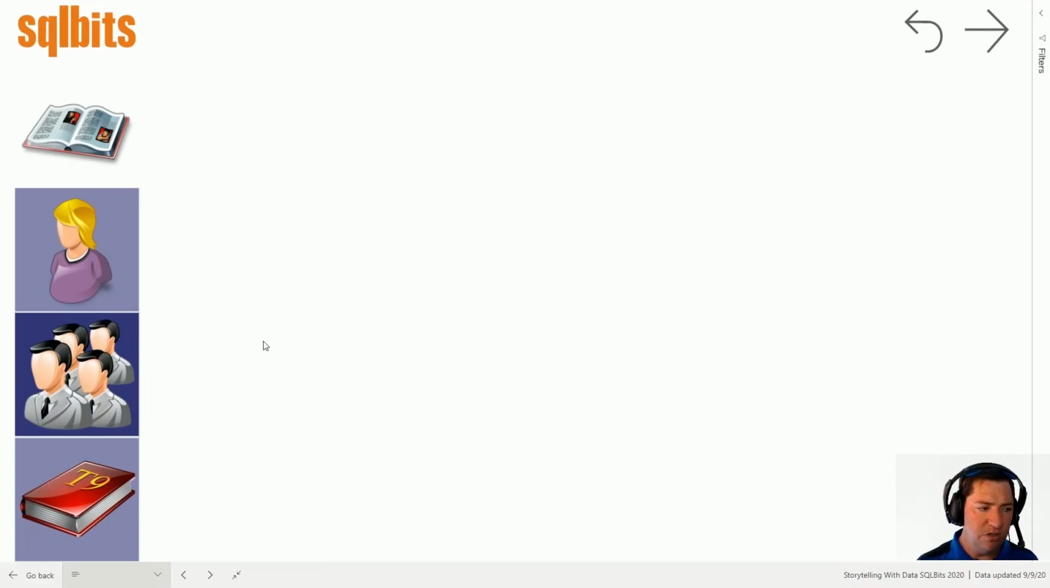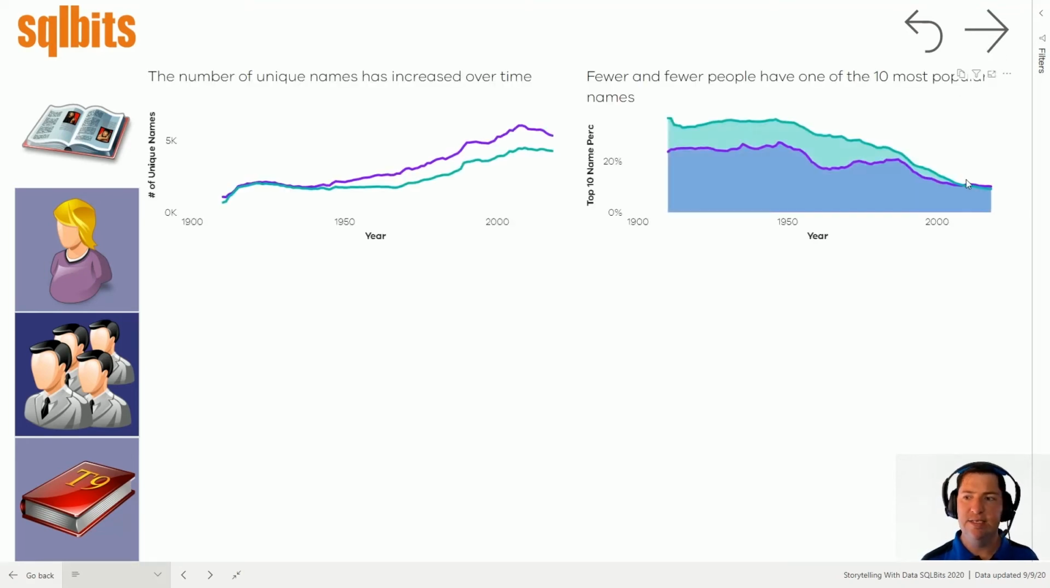Now, this story also came from our exploratory report, and it started with these 2 graphs. These 2 graphs come straight from the exploratory report. I've just added some titles onto my graphs that tell what the graph shows, rather than being an explicit number of names over time. It actually says the number of names has increased over time because I know what the pattern looks like. And the second one says fewer and fewer people have one of the 10 most popular names.